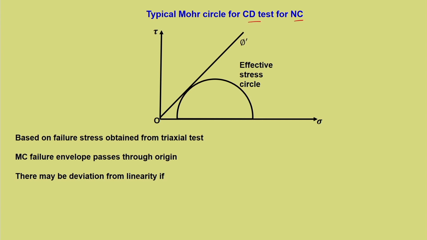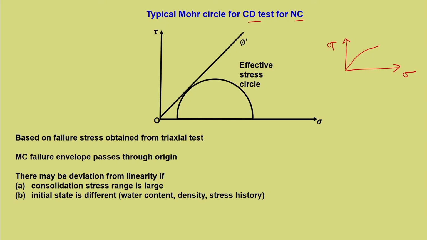Based on failure stress obtained from triaxial test, the MC failure envelope passes through origin. There may be deviation from linearity. Now, this appears to be pretty linear. We can also have a kind of deviation from the linearity as well. Now, this may happen if the consolidation stress range is large. This aspect also we have discussed in our previous lecture.